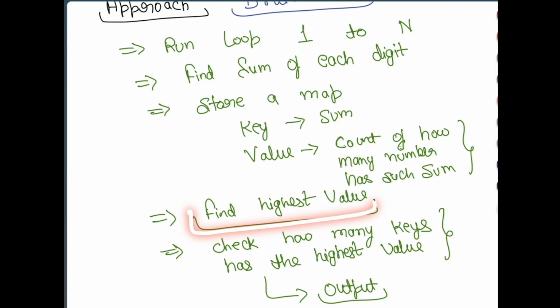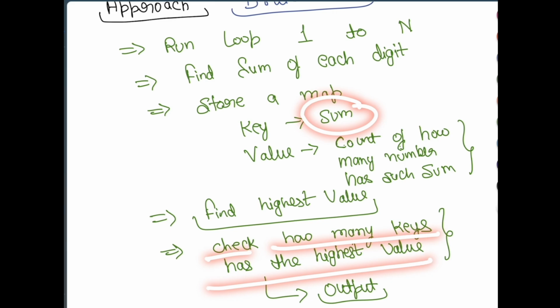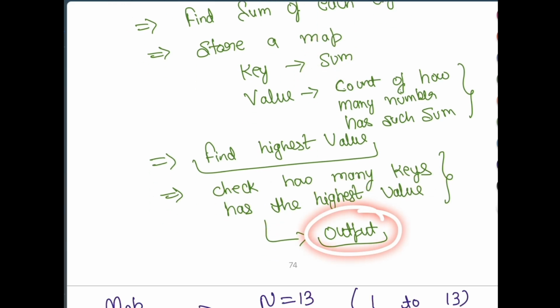Then we need to find out the highest value which we have, that is the sum with the highest frequency, and then we are going to check how many keys have the highest value, and that is going to be the output. Well, if this seems confusing to you, once you see the solution, this is going to be really simple.